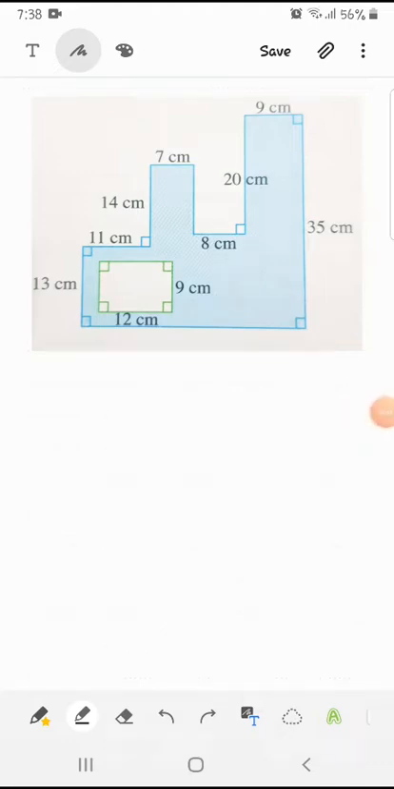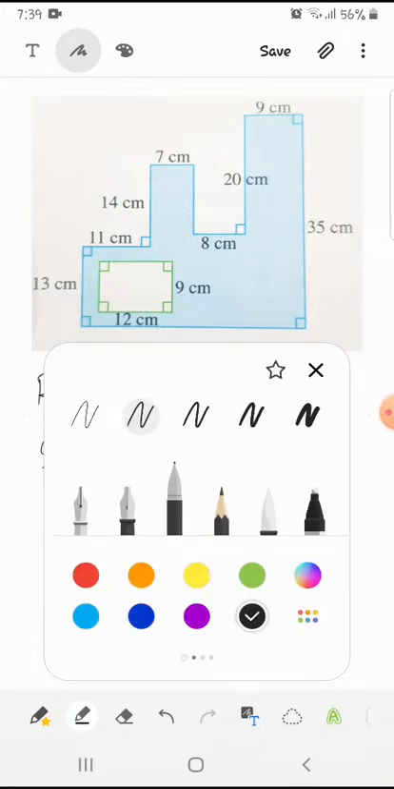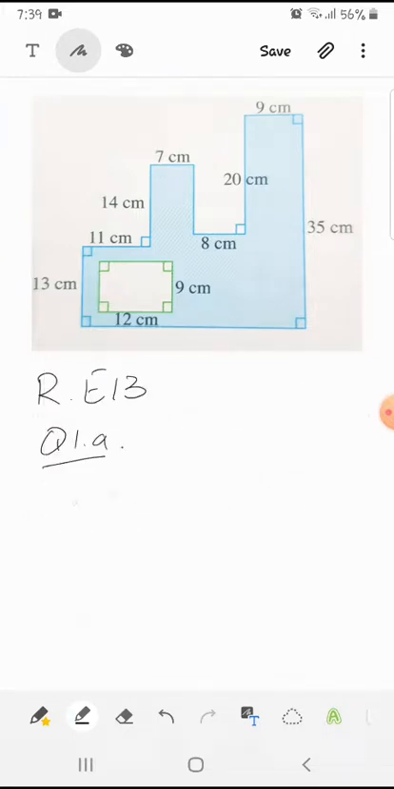Okay, so this is our first question from review exercise 13, and this is question number 1, part A. So I'm gonna start it. So first of all, you just have to find out the area of the shaded part.